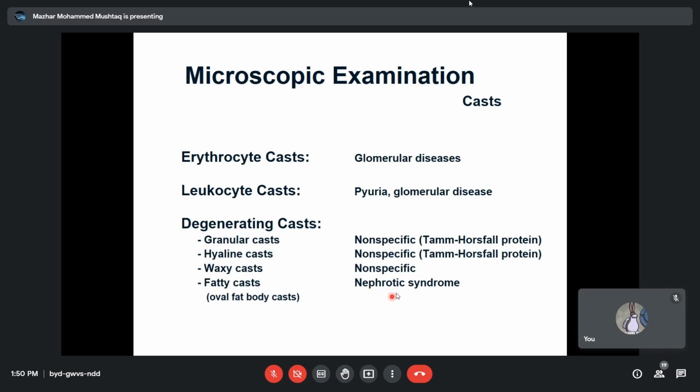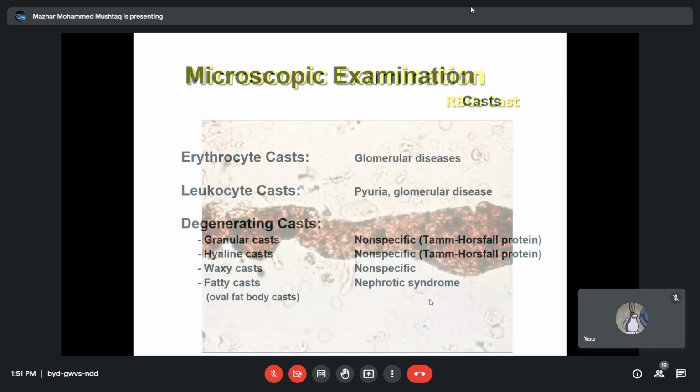So all these are non-specific, except the fatty cast, which you can see in nephrotic syndrome, or some sort of Tamm-Horsfall protein. These are the names of some of the special granular casts which are attached to this special protein. However, they are non-specific and do not indicate much of any disease. But you must know their shape. And now I will show you the shape.